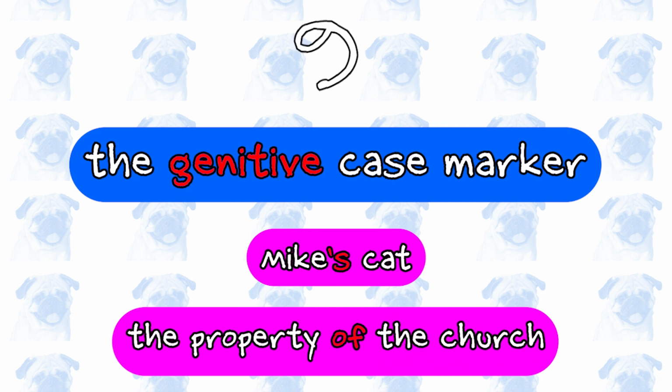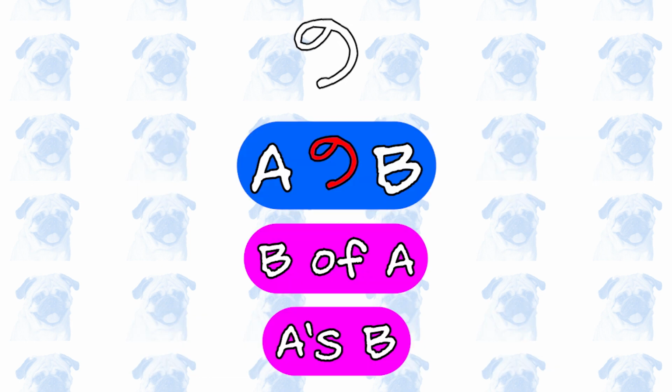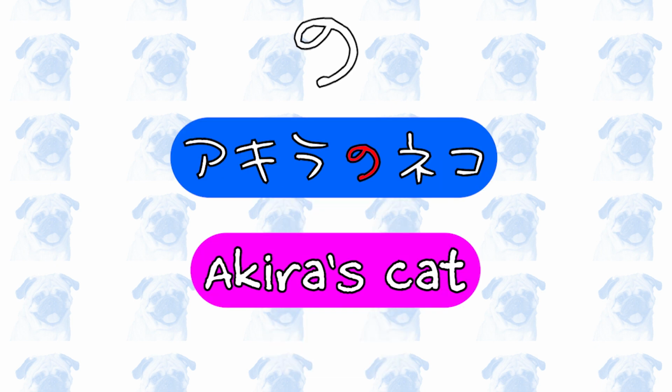For example, Mike's cat means Mike owns the cat, while the property of the church means that the property belongs to the church. In general, A no B means B of A, or A's B. For instance, in Akira no neko, the two nouns Akira and neko, cat, are connected by the particle no. This means that Akira owns the cat.